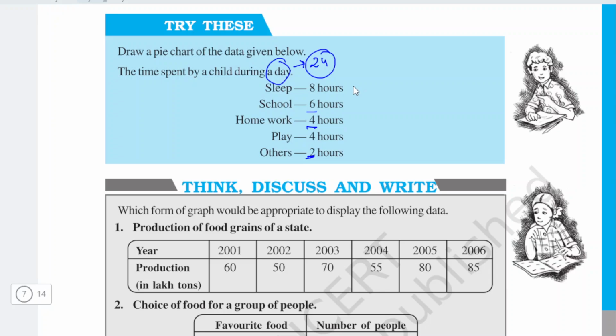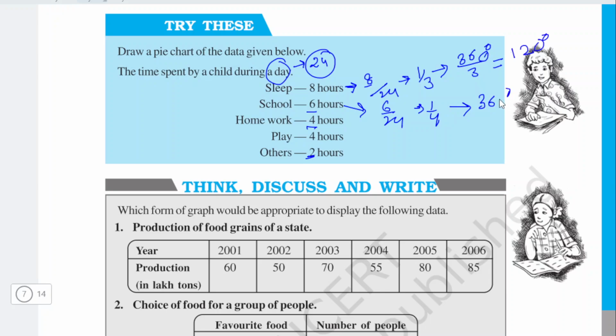So you have to convert 8 hour in terms of fraction. So 8 by 24, that will be 1 by 3. Now 1 by 3, you have to convert into angle. So you will find 1 by third of 360 degree, that will be 120 degree. Similarly, for 6 hour, you will do 6 by 24, that will be 1 by fourth. So 1 by fourth of 360 degree will be 90 degree.